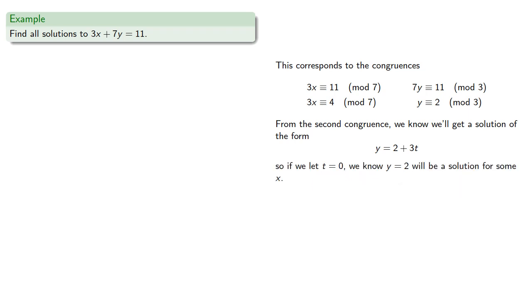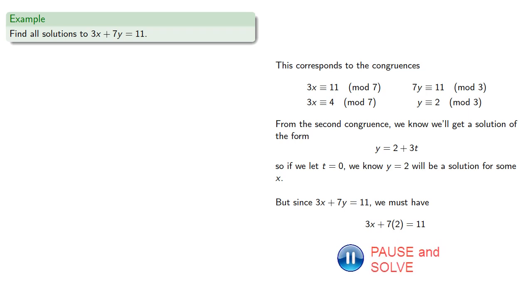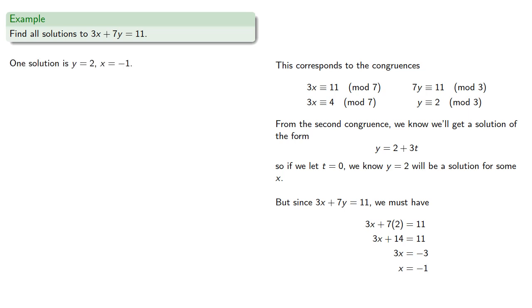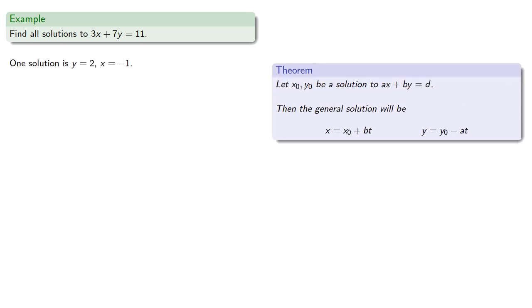So if we let t equal 0, we know that y equals 2 will be a solution for some value of x. But since 3x plus 7y is 11, we know that if y equals 2, then x has to be negative 1. So one solution is y equals 2, x equals negative 1, and for our general solution, we'll take our x value, add 7 times t, and take our y value and subtract 3 times t.